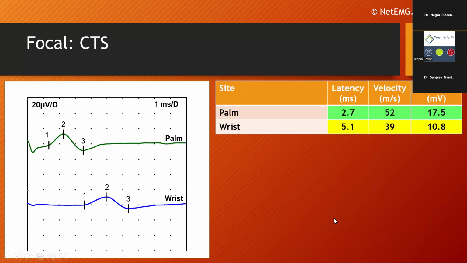So here is an example of carpal tunnel syndrome. When we stimulate at the wrist, you can see we have increased latency. The amplitude is low. When we stimulate distal to the carpal tunnel, we have normal latency over here.